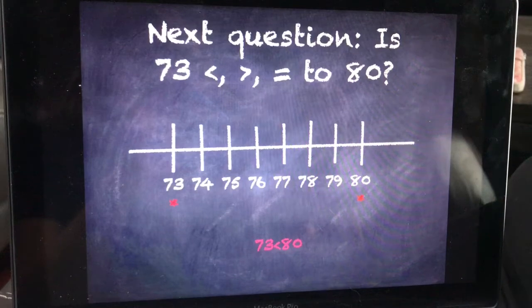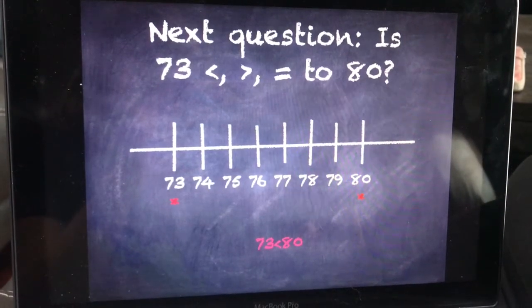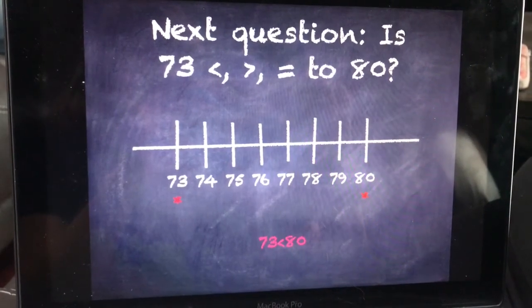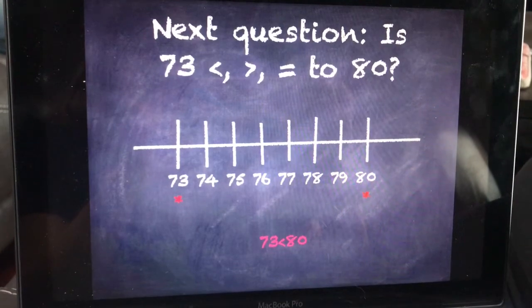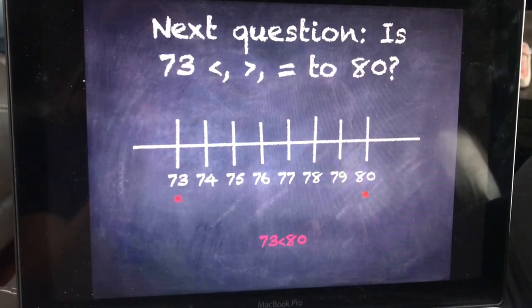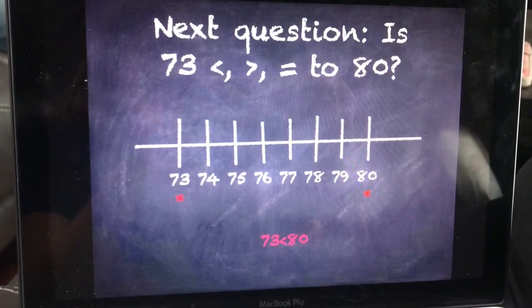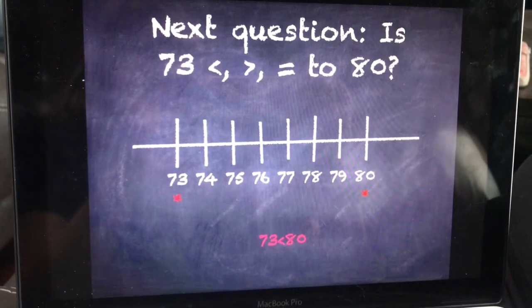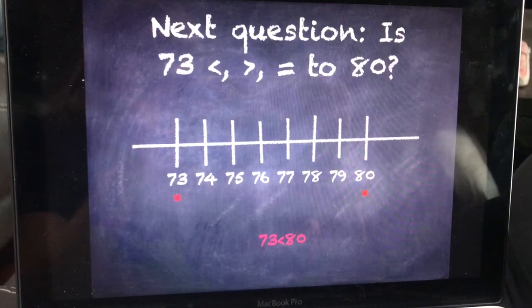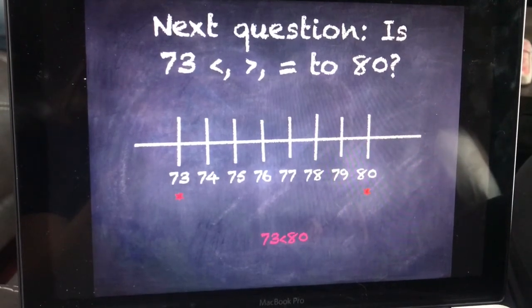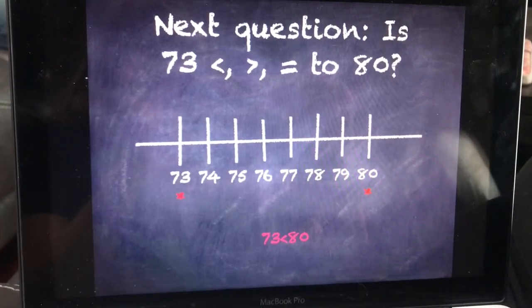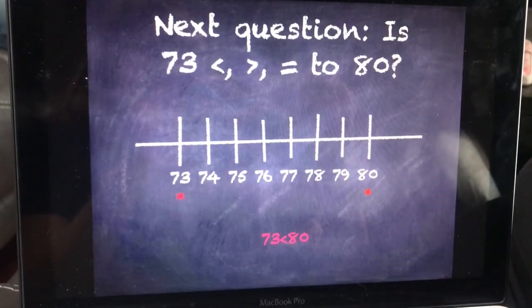My next question is 73 greater than, less than, or equal to 80? So I put a star next to 73. I put a star next to 80. Our starting number is 73. If we are looking to get to 80, are we going up the number line or are we going down the number line towards 0? Correct. We are going up the number line. So what symbol do we put between 73 and 80? You are correct. It is greater than. I love how quickly you guys are learning.